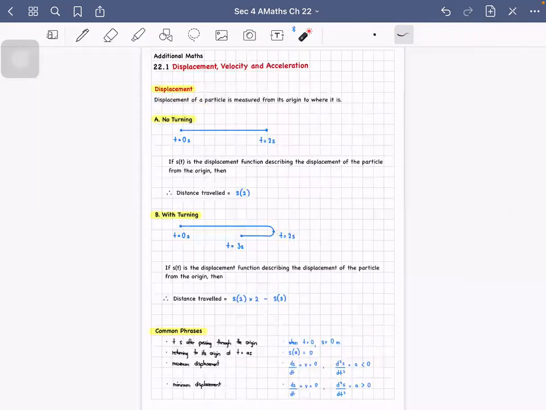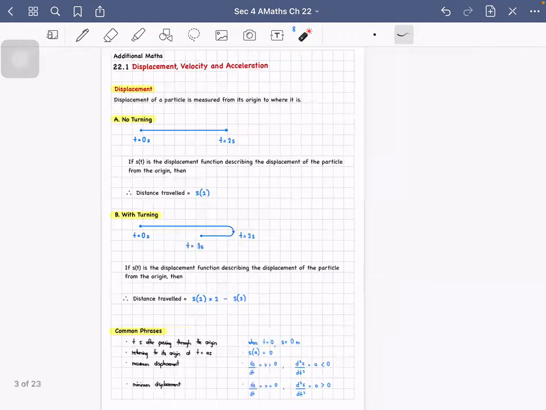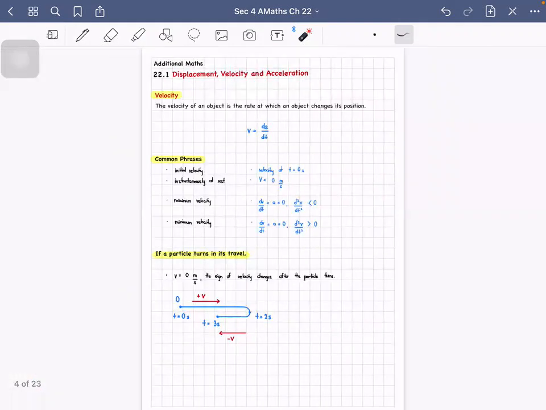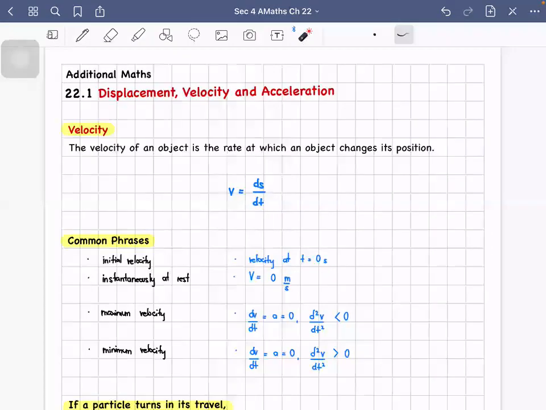Okay, so that's displacement. Now, how about velocity? Basically, velocity and speed are related, but what's the main difference between the two? First, let's define velocity. The velocity of an object is the rate at which an object changes its position. Well, speed, what is speed? It's distance over time, right? But velocity is also speed, but this time it has direction.